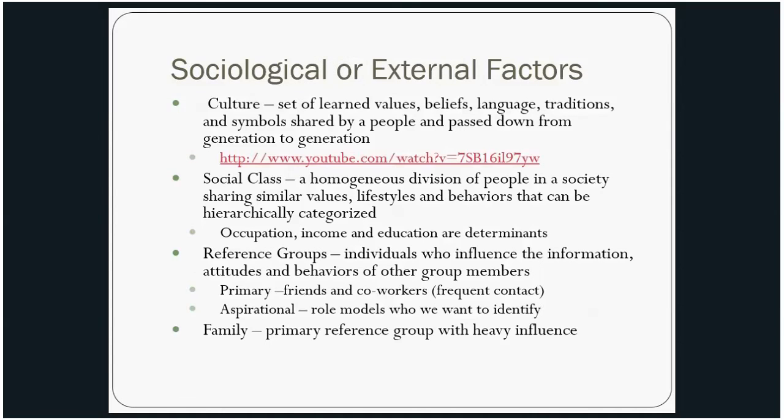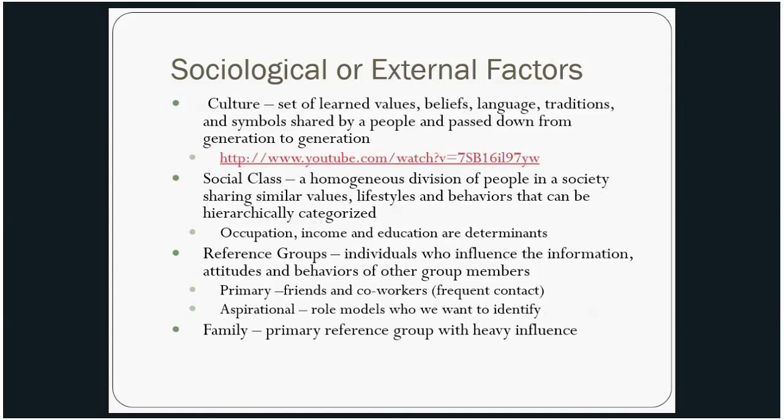We can look at external factors or sociological factors like a culture, the learned values, beliefs, languages, traditions, and symbols shared by a people passed down from generation to generation. As a culture, we can look at different sport. You know how important surfing is to Hawaii or Polynesian culture. We can look at soccer with Brazil. We can look at baseball in Cuba. We can look at very specific sport with different cultures and see a connection.